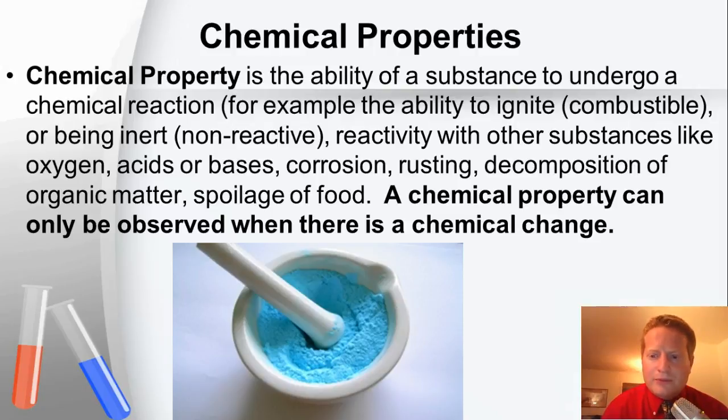To determine if something rusts, if it decomposes, if it spoils, anytime you hear the term reacts with, you're going to know that's talking about a chemical property, because you can't know if it reacts with something without reacting it, right? And also whether it's combustible and flammable, so whether it can light on fire. So the only way to determine these chemical properties is to actually undergo a chemical change.